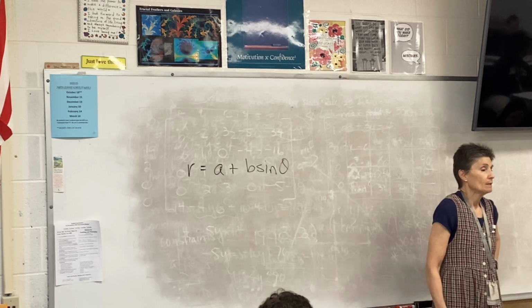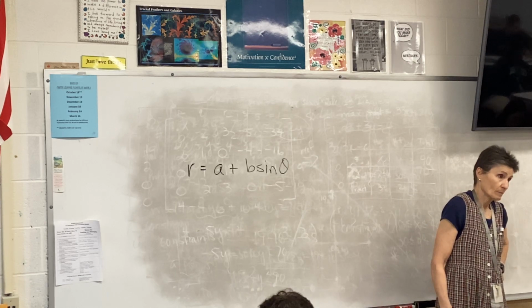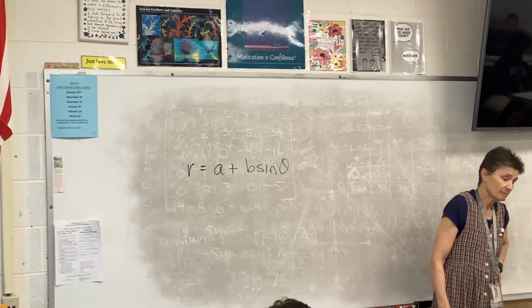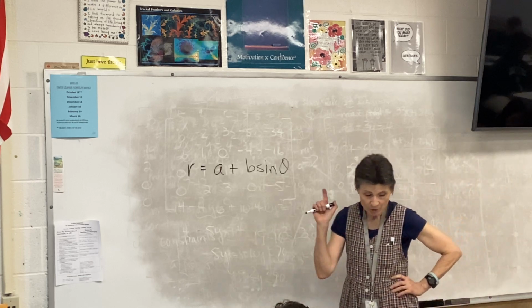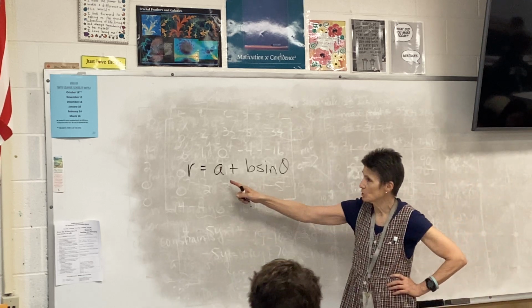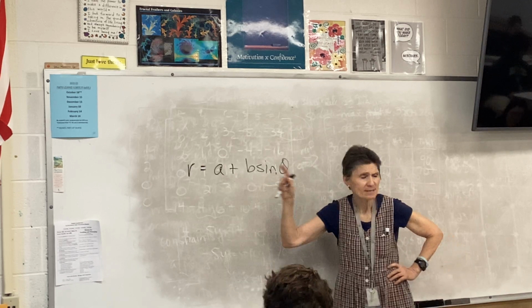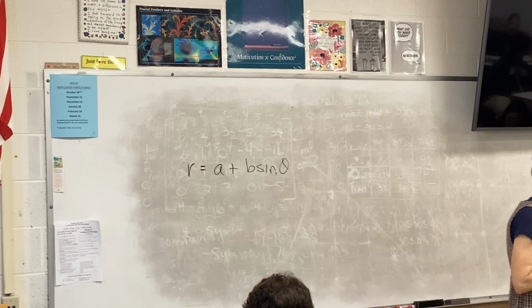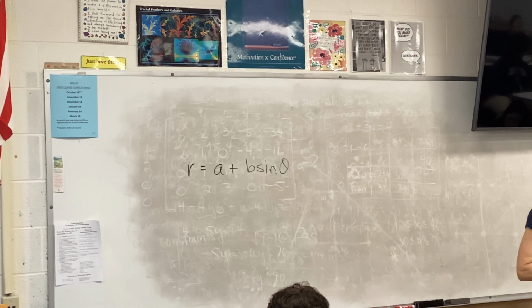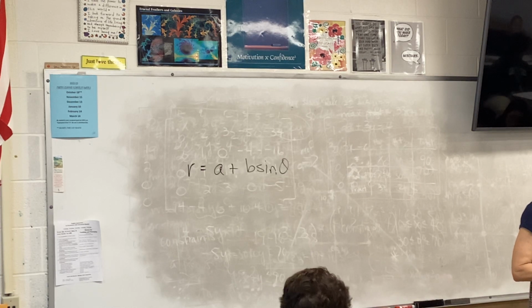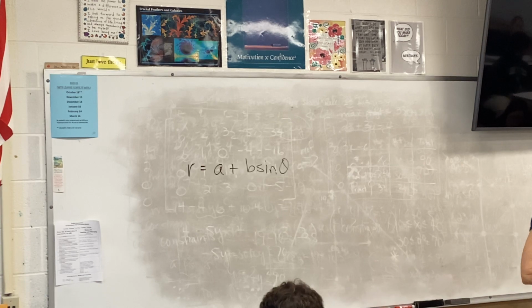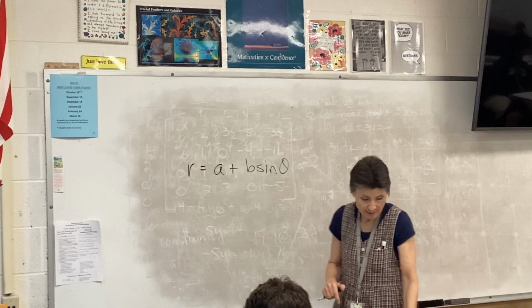Okay? Now, what do you think would happen if we took the picture you just graphed, which was 3 plus 4 cosine theta, and made that a minus? I think we talked about this yesterday, but let's do it again. What does 3 minus 4 cosine theta look like? Same picture exactly, but flipped. So upside down. 180 degrees, just like you would expect.